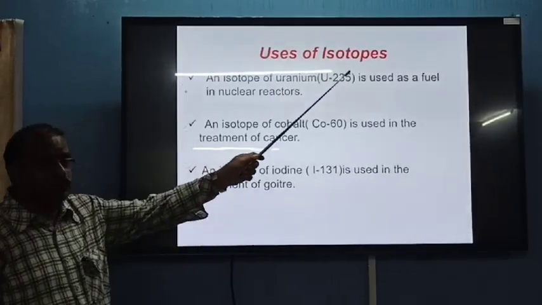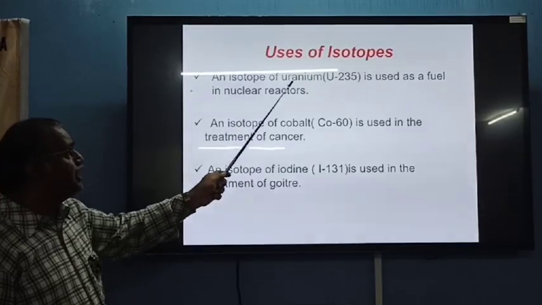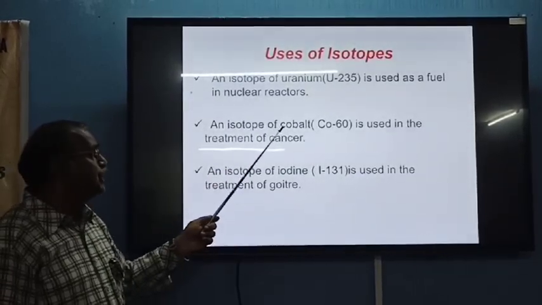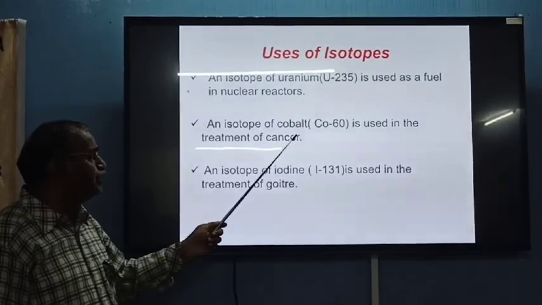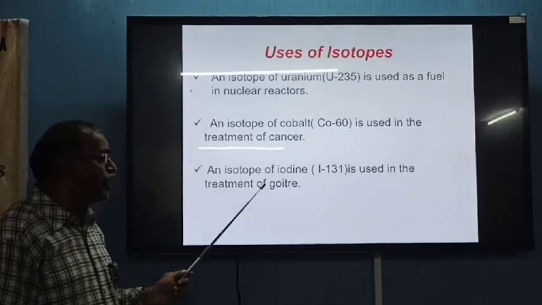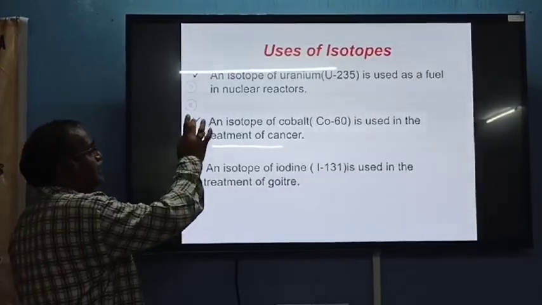What are the uses of isotopes? In your textbook, 3 uses are given. Uranium isotope can be used in nuclear reactors. Cobalt isotope can be used in the treatment of cancer. Iodine isotope can be used in the treatment of goiter. 3 are given in your textbook. You can learn them by heart and utilize them.